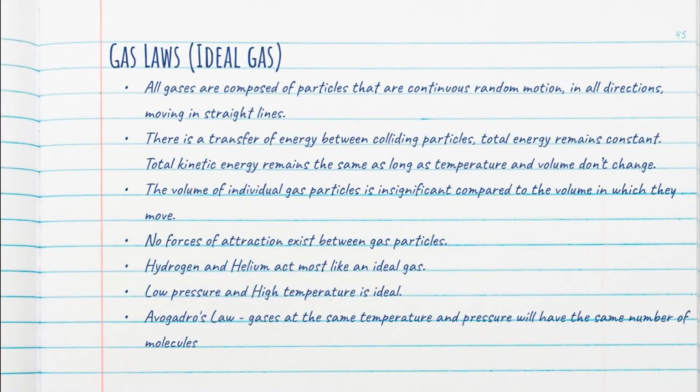Gas laws. All gases are composed of particles that are in continuous random motion in all directions. They'll move in straight lines. There's a transfer of energy between colliding particles, and total energy remains constant. Total kinetic energy remains the same as long as temperature and volume don't change.